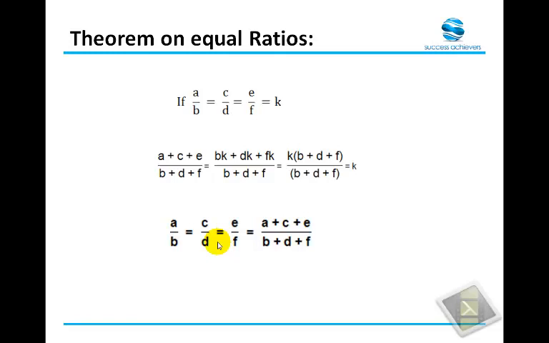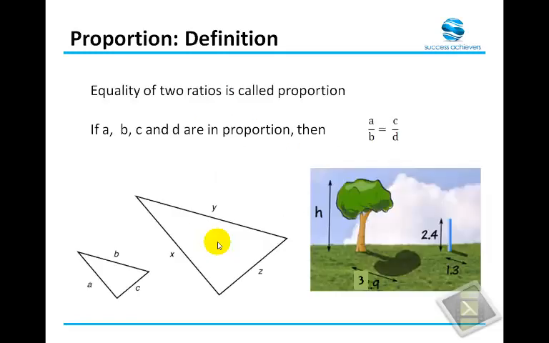Let's move on to proportion. When two ratios are equal, the four quantities composing them are said to be proportional. Equality of two ratios is called proportion. Mathematically, when A by B is equal to C by D, then A, B, C and D are in proportion, and it is written as A is to B is to C is to D, where A and D are called extremes and B and C are called means.